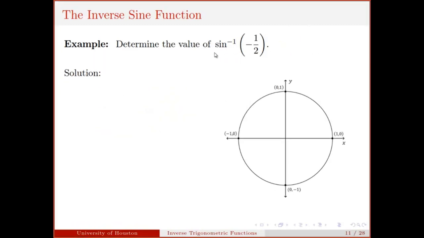Next, let's evaluate sine inverse of negative 1/2. We'll call the value of this expression theta. Therefore, sine theta equals negative 1/2.